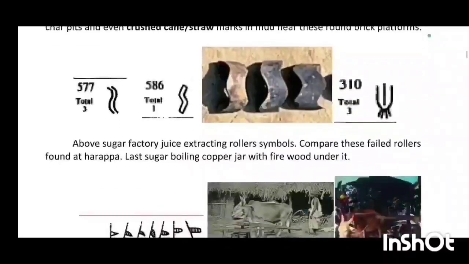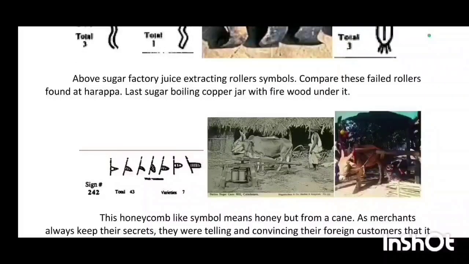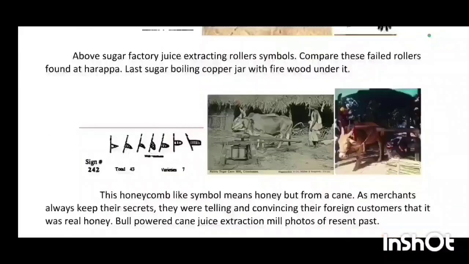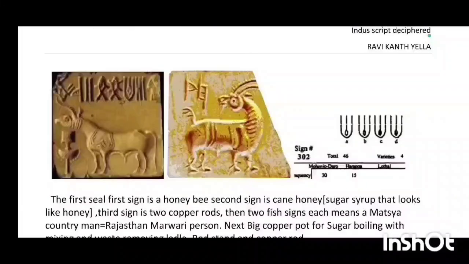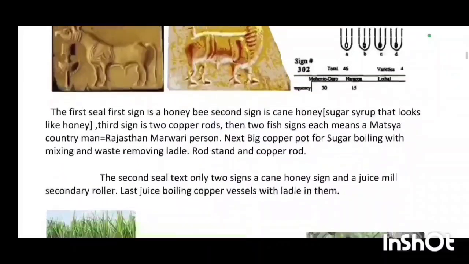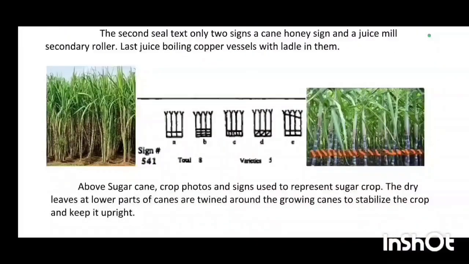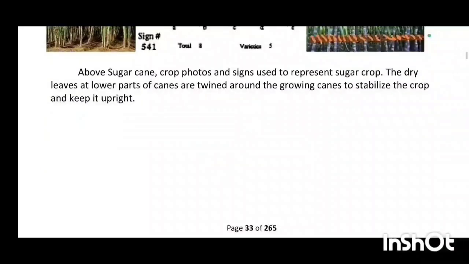Some other symbols and their parts. Below, a cane honeycomb actually means liquid sugar. Cane honey means liquid sugar. On these two seals from Harappa, we can see honeybee symbol, honeycomb symbol, juice boiling pot symbol. In the second seal, we can see secondary wooden roller symbol and boiling pot symbol. These are 5 variants of sugarcane plantation symbol. It is very special.